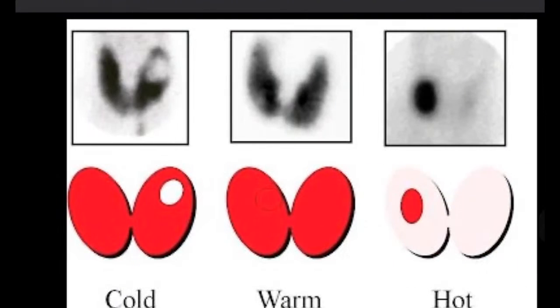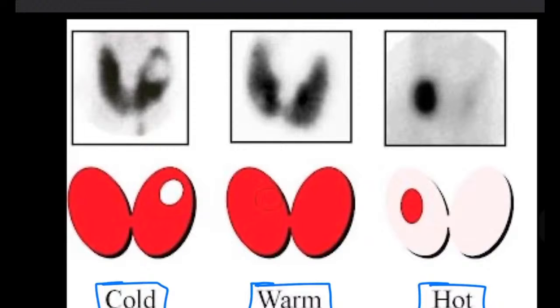Now, this is an image which is going to help you in remembering the thyroid scan. Once you do a thyroid scan in any patient who is having a thyroid lesion, at the end of the scan you can get 3 reports. Either the person is having a cold nodule, a warm nodule, or a hot nodule. That is what you will basically come to know.